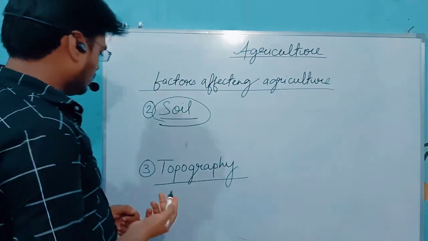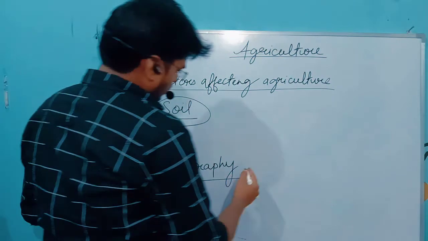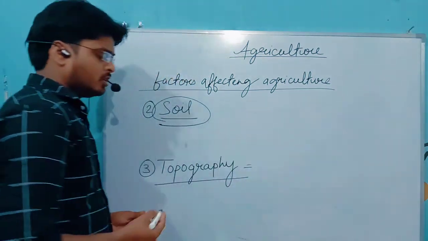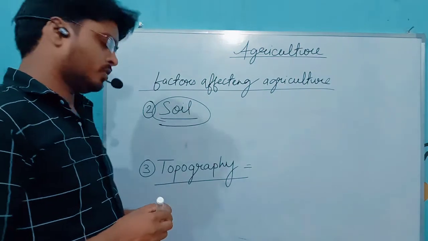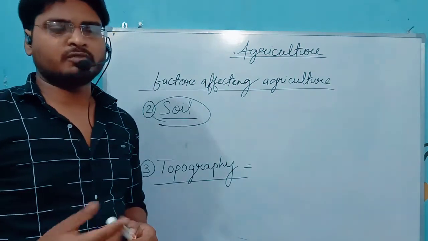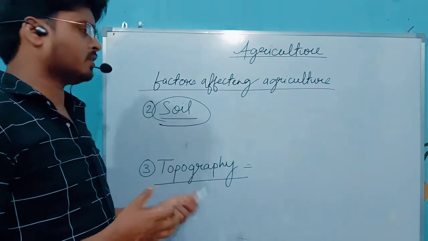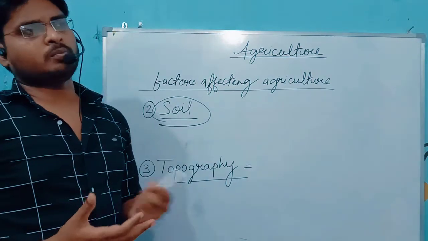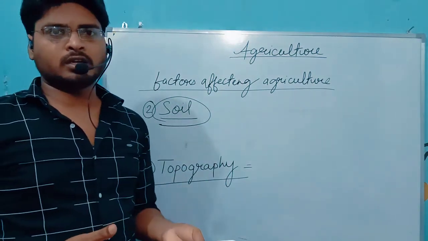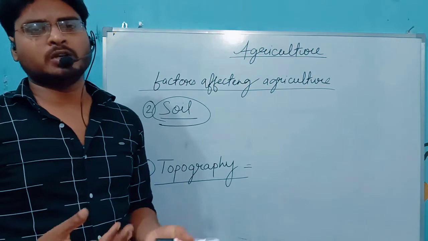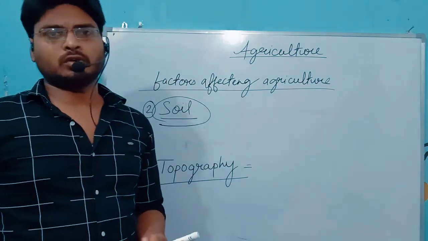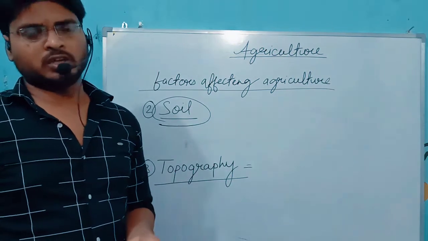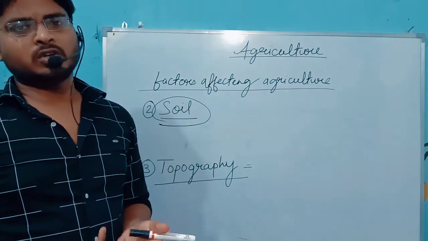Okay. Now the next one is topography. Topography means terrains, meaning different types of landforms. Different types of landforms are also required for different types of crops. For example, in plain areas, like where we are living, UP, Bihar, these are plain areas. Here you have seen mostly what type of crops we grow? We grow wheat, sugarcane, rice. These things are very common here.